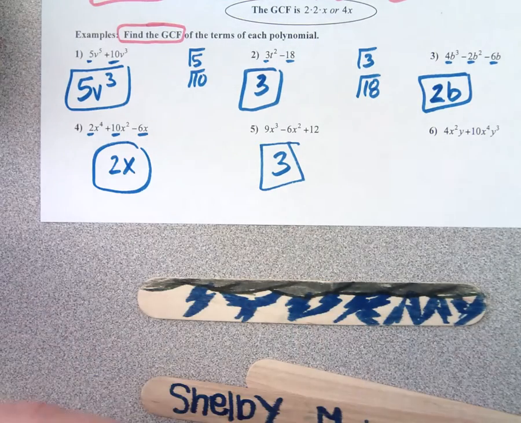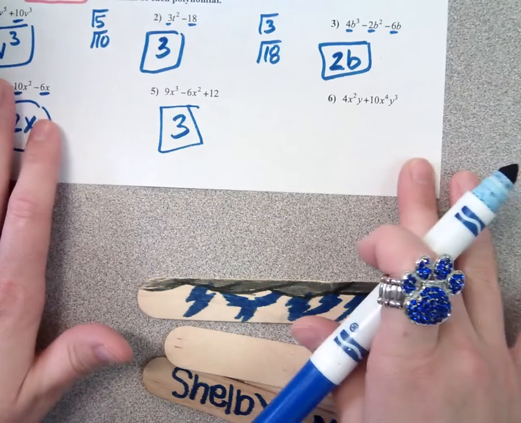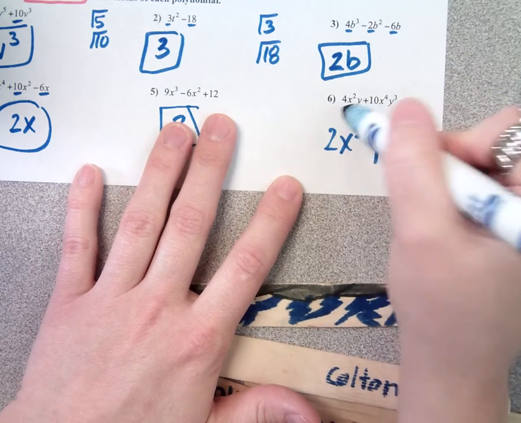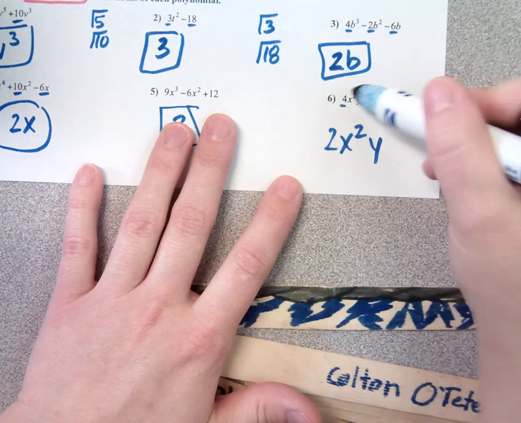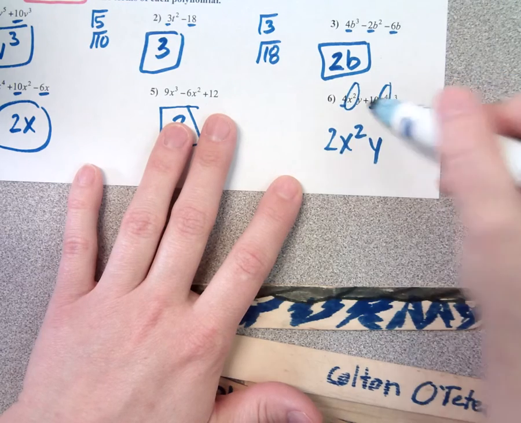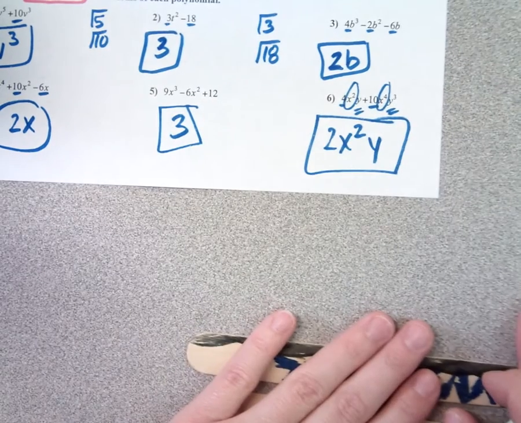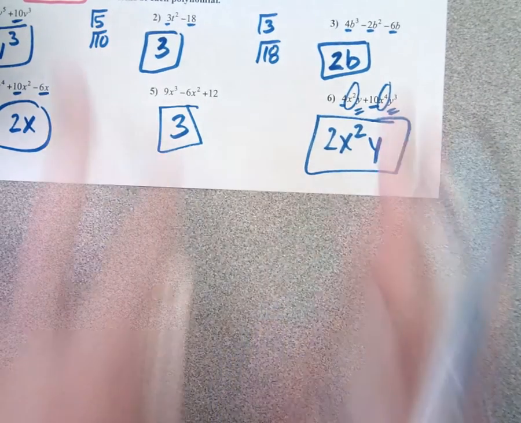Beautiful. Okay, and Colton, number 6. 2x squared y. Good, 2x squared y. 2 is the greatest number that goes into 4 and 10. The greatest number of x's they both have is 2, and the greatest number of y's they both have is 1. You remember doing this? Okay, flip it over.